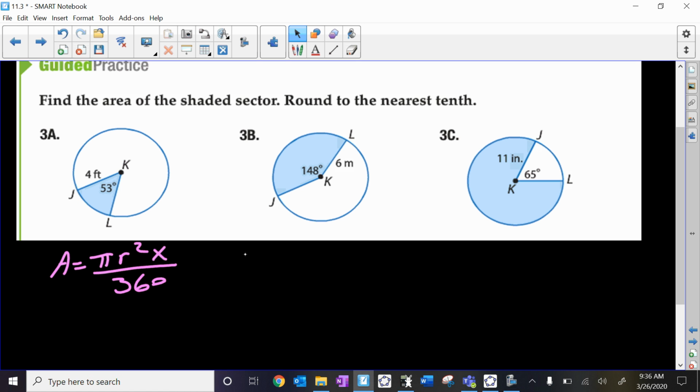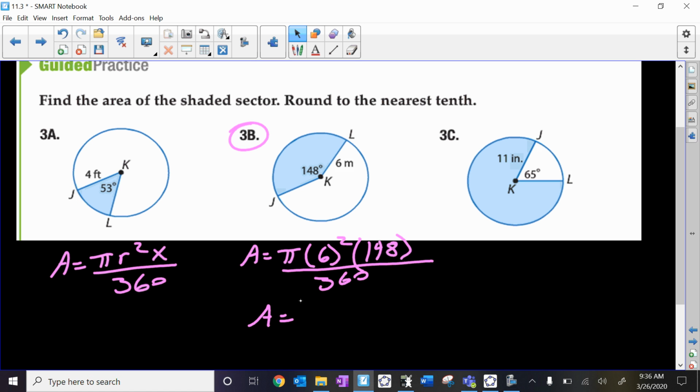Okay, so looking at 3b first, we're going to say we have pi times our radius, which is 6, squared, times the angle measure associated with the sector, which in this case is 148, all divided by 360. You can plug that all into your calculator as you see it, and when you do that, you are going to get approximately 46.5 meters squared.